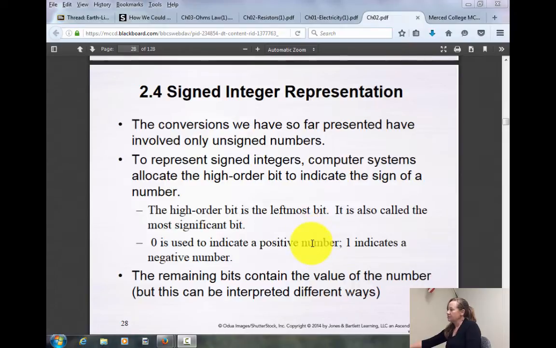Okay? So to represent signed integers, computer systems allocate what's called a high order bit to indicate the sign of a number. And if you took C++ with me, sometimes we looked at our numbers, and when we spit out our numbers, we noticed that the first bit, that first 1 or 0, if it was a 1, then it was negative, and if it was a 0, then it was positive. And then the remaining bits contain the value of the number. Okay, and that's what signed integer representation means. It means we use one bit to represent if it's negative or positive.